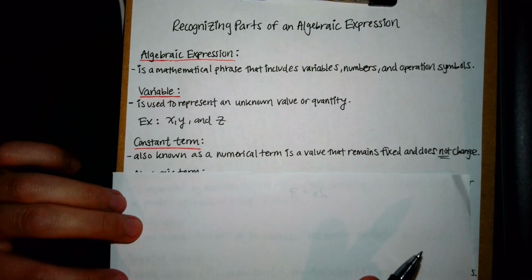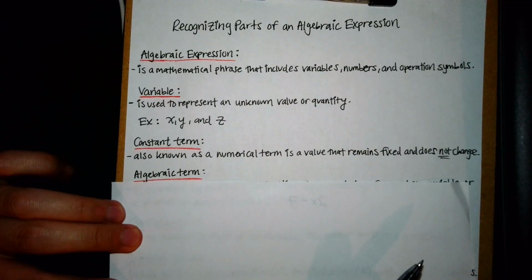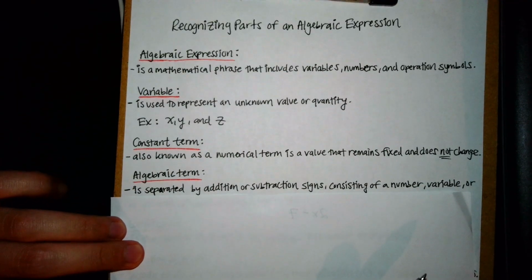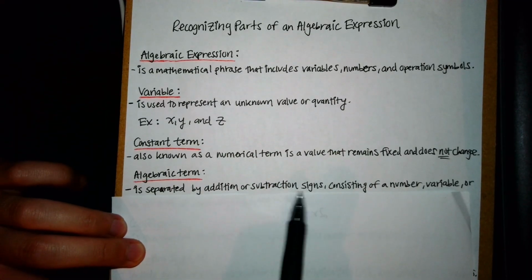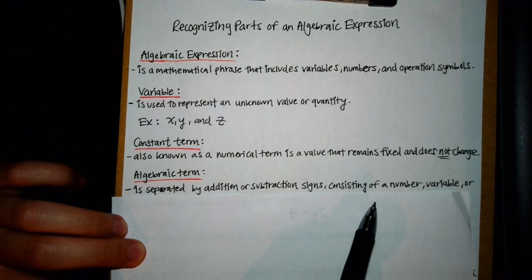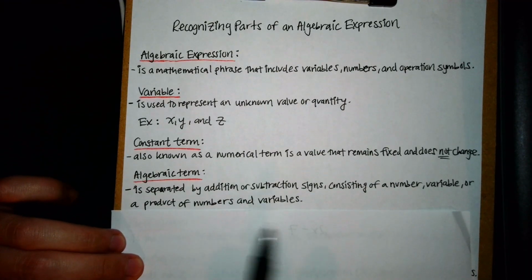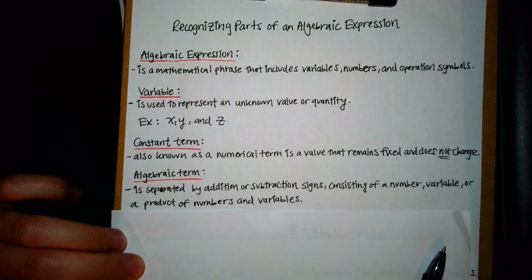Let's proceed to the third part, algebraic term. An algebraic term is separated by addition or subtraction signs, consisting of a number, variable, or a product of numbers and variables.